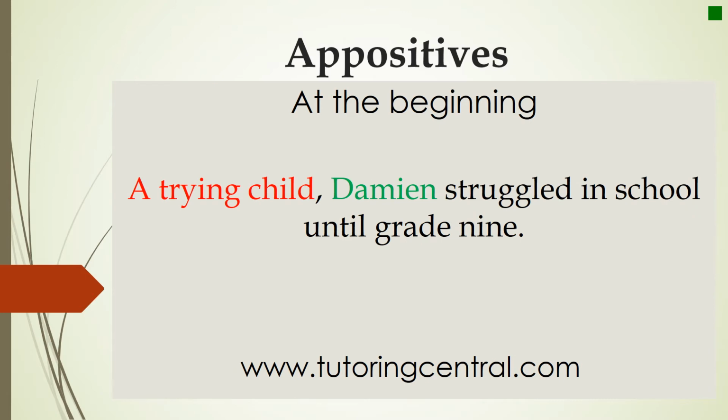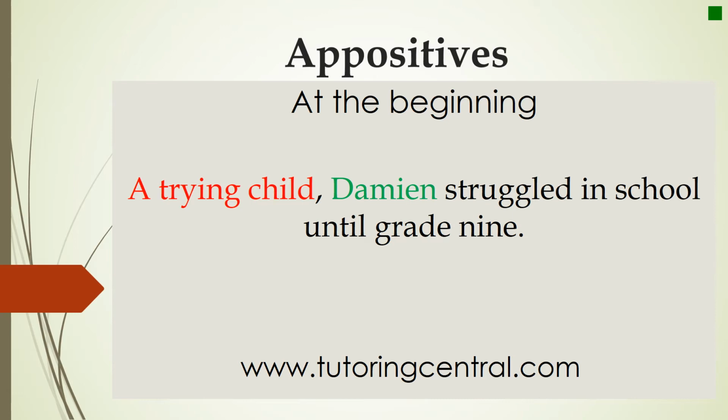In this example, the appositive happens at the beginning of the sentence. A trying child, Damien, struggled in school until grade 9. So the noun in green, Damien, is being modified by the appositive, a trying child, in red. Again, in this case, you can see that the appositive could easily be removed and we still have a complete sentence. Damien struggled in school until grade 9. So the appositive is simply giving us additional information or extra information.